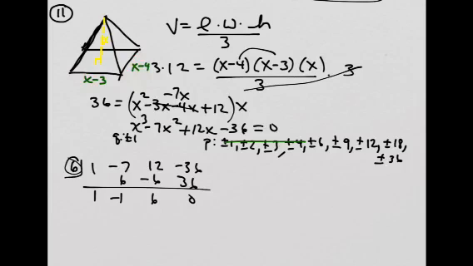So the x is 6. That doesn't answer the whole question. It's asking for the dimensions. So if x is 6, the base is 6 minus 3, so that's 3 inches by 6 minus 4, 2 inches, and the height is 6 inches.